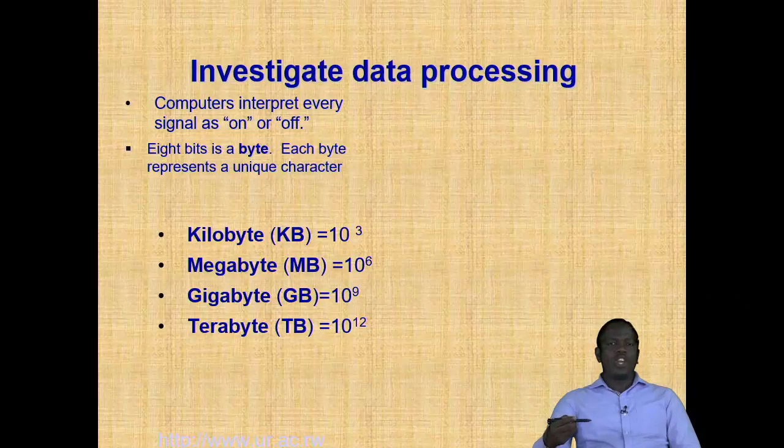As you know, we need space to store the information. A kilobyte means 10 power 3 bytes. When you have 10 power 6, you have a million bytes. When you have 10 power 9, we have a billion bytes. When you have 10 power 12, you have a trillion bytes.